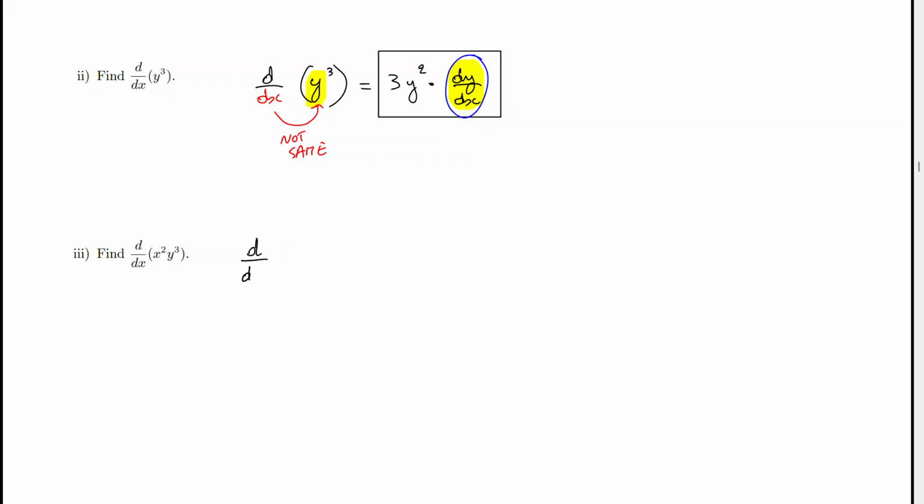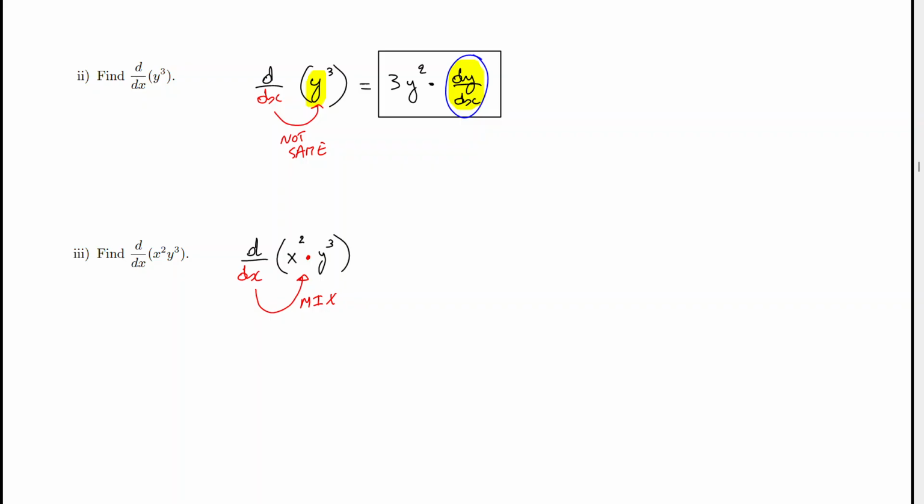So we're differentiating with respect to x the quantity x squared y cubed. In this problem, we actually have a product of x squared and y cubed. The variable on the denominator is x, but we're differentiating a mix of x squared and y cubed. So this is a mix of variables, and sometimes it's the same, sometimes it's not the same as the variable on the denominator. So what do we do in this case?